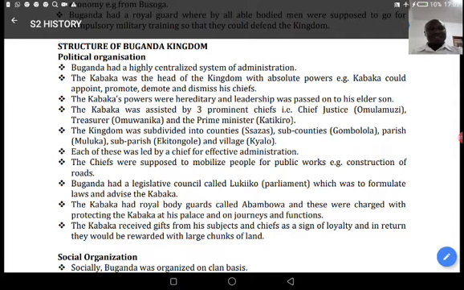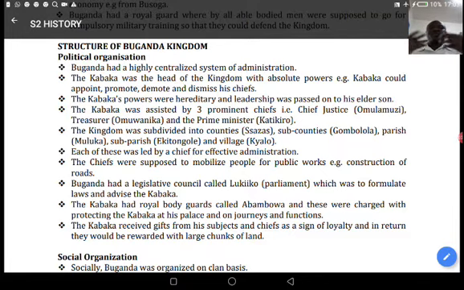From that knowledge and experience of the previous lesson, I would like to draw your attention to the structure of Buganda Kingdom. By the structure of Buganda Kingdom, I mean the way of life of the Baganda. How were they organized? How was Buganda Kingdom organized? You need to be very careful when you are handling this question. When they state how was Buganda Kingdom organized, it is not so demanding.